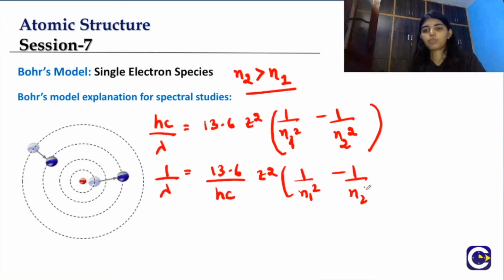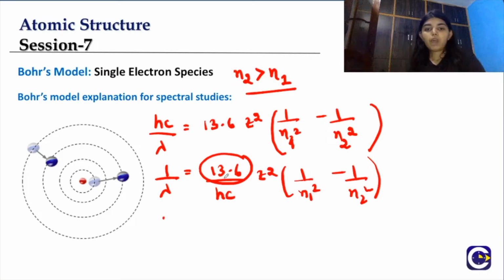Now if you calculate this particular thing, that is, put the value of Planck's constant as 6.62 into 10 raised to the power minus 34 and C as 3 into 10 raised to the power 8 meter per second, and this you can convert into joules also.